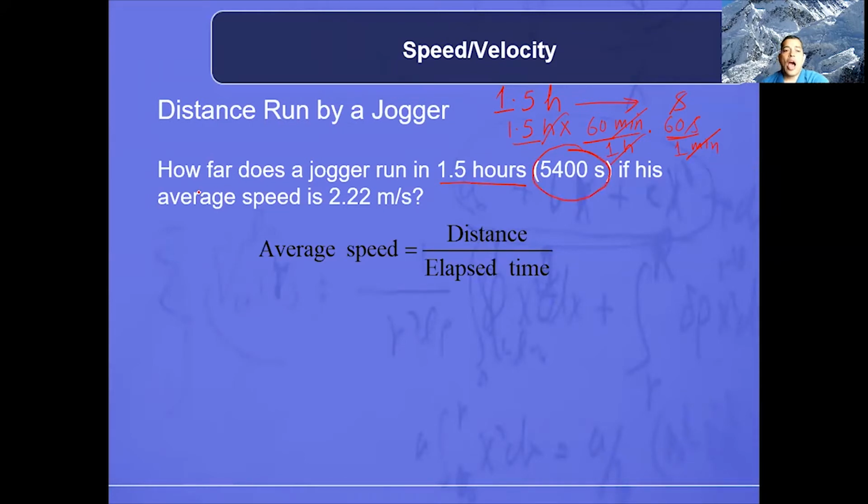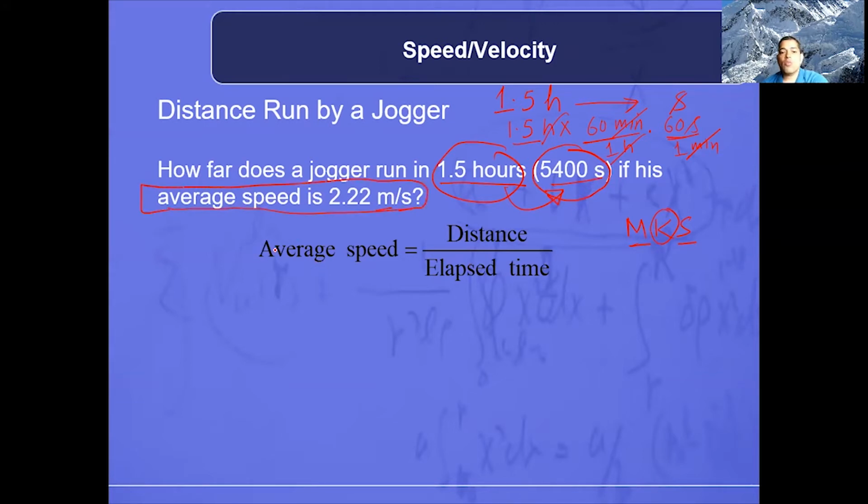So how far does a jogger run in 1.5 hours or this many seconds, if his speed is 2.2 meters per second? Here you don't have to change this unit because it is given in meters per second. Remember MKS, you want to do the problem in MKS. Meter and second are there. If you have hours, you have to change it to seconds. All right, so what is the distance run by the jogger? So the average speed is this.